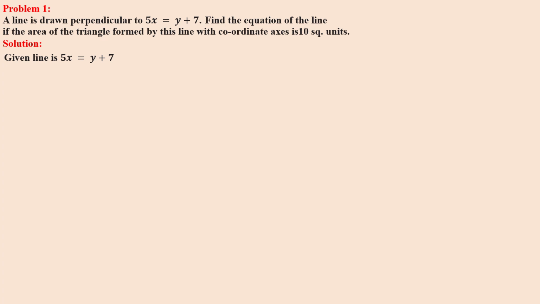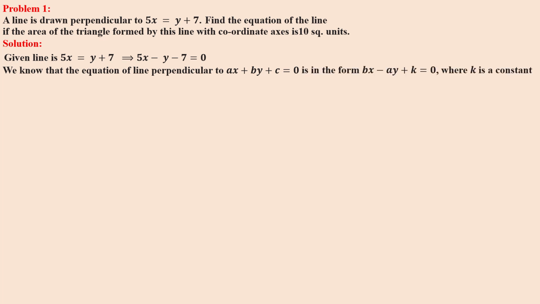The given line is 5x = y + 7, that is 5x - y - 7 = 0. We know that the equation of the line perpendicular to ax + by + c = 0 is in the form bx - ay + k = 0, where k is a constant. Hence the line perpendicular to 5x - y - 7 = 0 is -x + 5y + k = 0. So that is equation number 1.